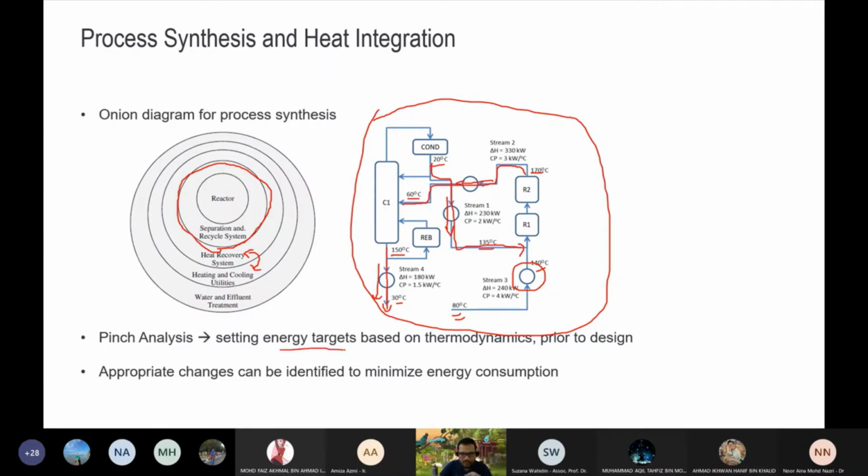Without doing any design, we know already beforehand how much energy we require for heating, and how much energy we have to discharge for cooling. That's basically the main message of this pinch analysis tool. Without doing any design, we know already what the target is, the goal that we can achieve theoretically.